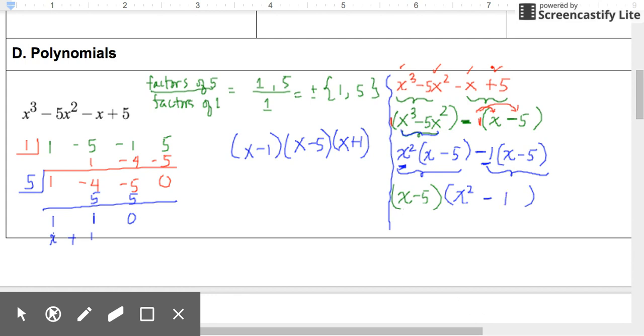So now we have two factors. Okay. But we notice that x squared minus 1 is a difference of two squares. Therefore, we can still factor this. So we'll have here x minus 5 times, we know the factors of this difference of two squares will be x plus 1 and x minus 1. So here we have also three factors, and that's the same as this one.